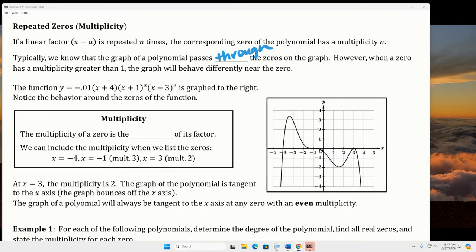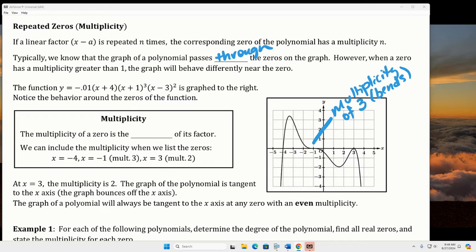But when we look at negative 1, it doesn't go just straight through. It actually bends there. And the reason it bends is because of that 3. That 3 means there's a multiplicity of 3. So I'm going to jot that down. And when there's a multiplicity of 3, then the graph bends there. It would also do that at a multiplicity of 5. So any odd multiplicity, not counting 1, there's going to be a bend at the x-axis.